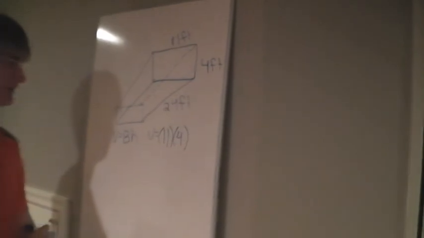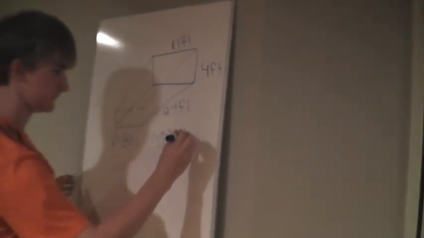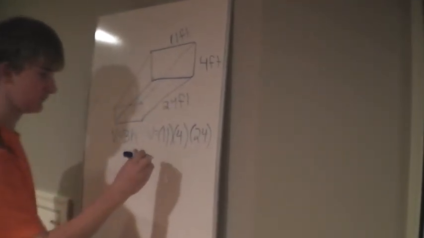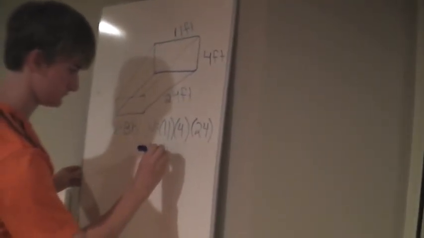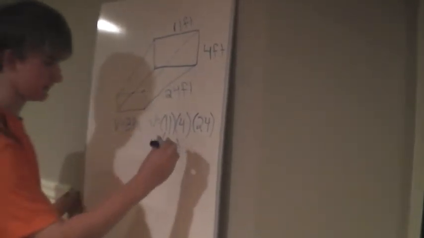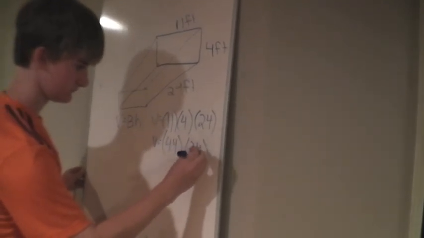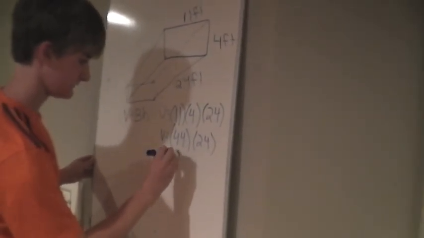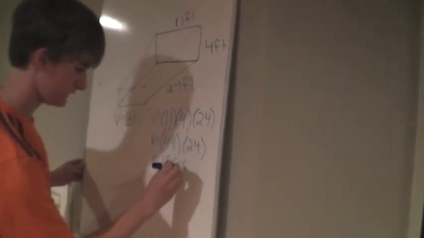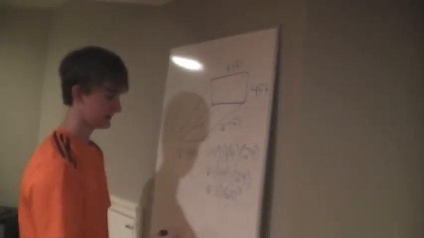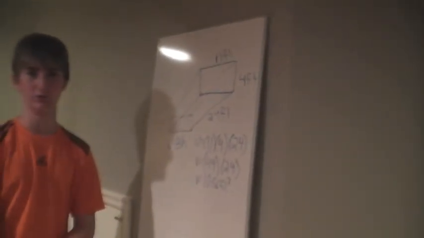Then, you have to find the height of the pool, which would be 24 feet. Now, 11 times 4 is 44. Once you get 44, you have to times it by the height. Now, 44 times 24 turns out to be 1,056 feet cubed. It is feet cubed since the pool is all in feet. So that is how you find how much water is in the pool.